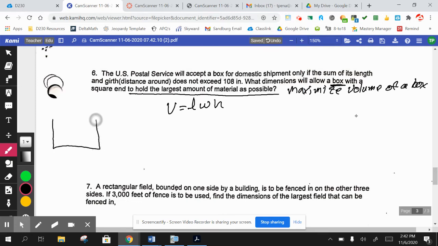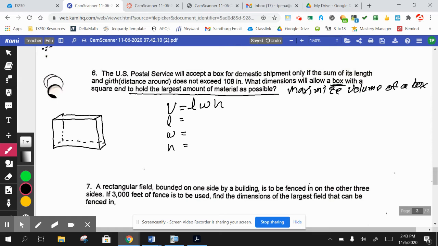So I'm gonna draw it like this. It looks like a rectangle. Like that. And then our ends are squares. There, it's a little better. I'm a little more proud of that one. So similar now, we want the length, width, and height to all be the same variable.